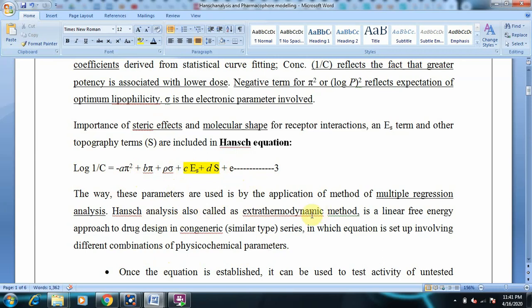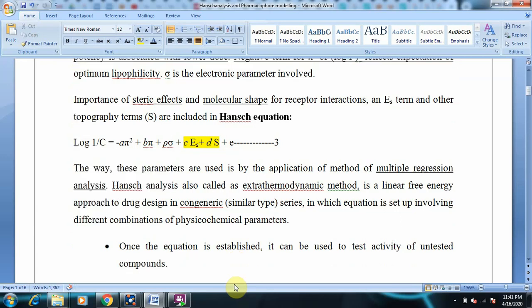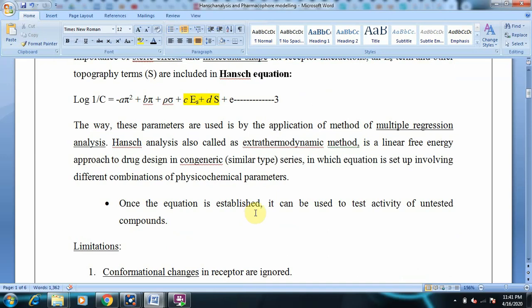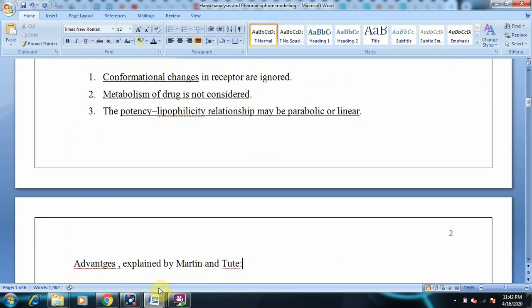And this is an extra thermodynamic method. What does it mean? It means that we can extrapolate the curve, we can extrapolate the line, to correlate biological activity with physicochemical parameters. And next, once the equation is established, it can be used to test the activity of untested compounds. And what are its limitations?